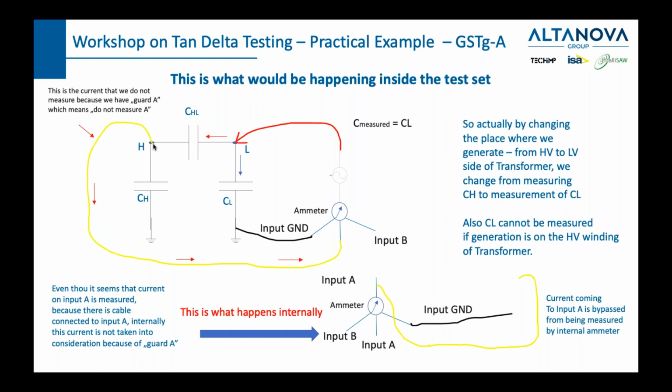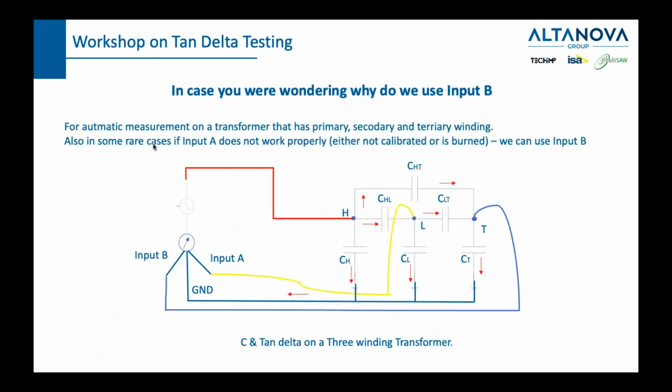And this is the explanation of what is a UST, what is a GST, and this is now an explanation why we have inputs A and B. We actually have inputs A and B on our measurement system, because if you have a transformer with primary, secondary, and tertiary side, then you need two inputs. You can generate on the high voltage side and measure from the low voltage and the tertiary, for example.